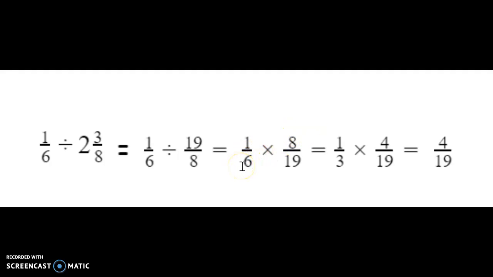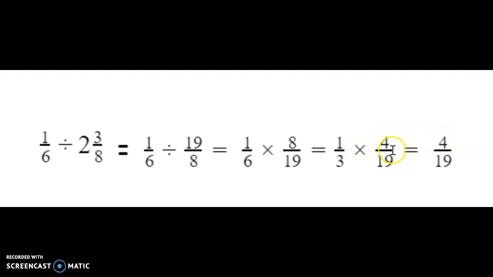How many 2's fit into 6? 3. We put our 3 down. How many 2's fit into 8? 4. So we put our 4 down. We check again to see if there's anything we can cross cancel, and there's not. So we simply multiply across.